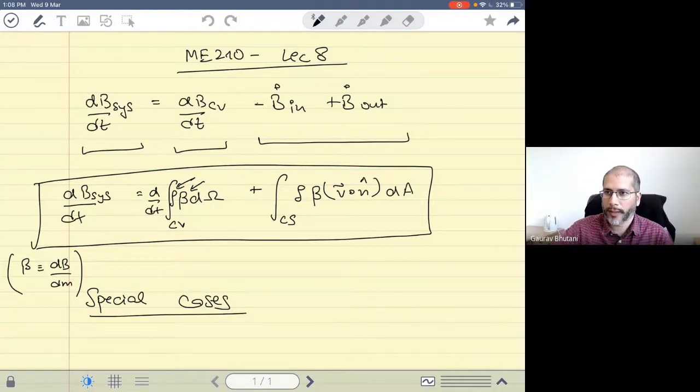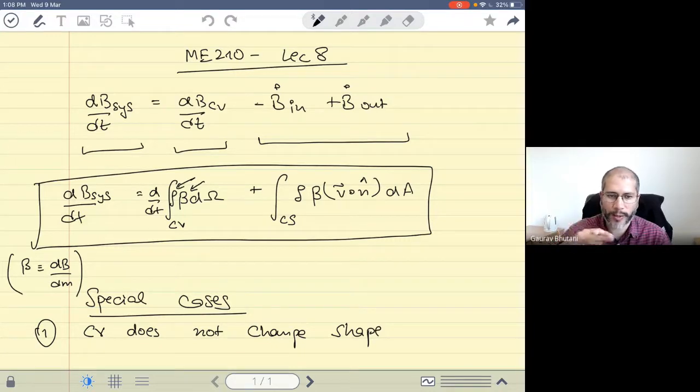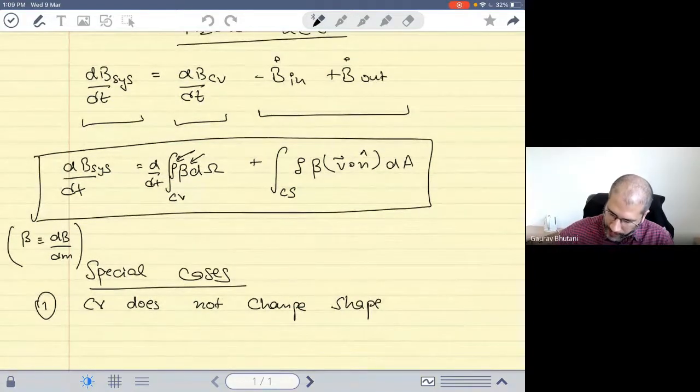So let's now deal with some special cases. One is when your control volume does not change shape. Remember, we discussed in the beginning that these control volumes can expand, they can contract. That is allowed, but there are situations where the control volume will not change its shape.